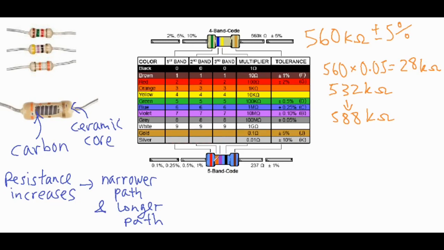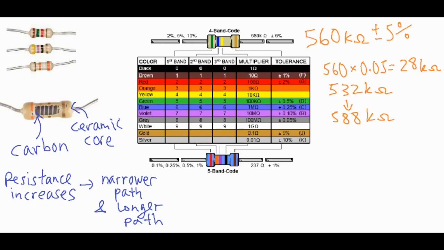Now, when you're taking a look at the 5-band code, it's a very similar process. You're going to take the first set of colors, and then the second to last one is going to be the multiplier again, and the very last one is always going to be the tolerance. So the last one we're going to leave alone till the very end, and then just take a look at our first few. So if I have a 5-band code, I know that my first 3 are going to be my single digits. My fourth one is going to be my multiplier, and then, like I said, we're going to take care of the tolerance at the end.